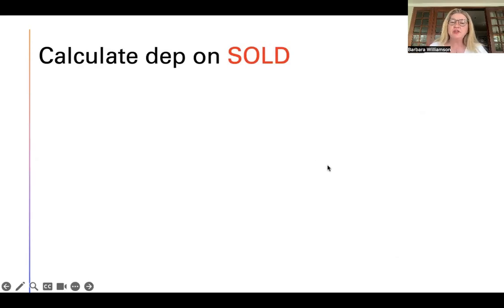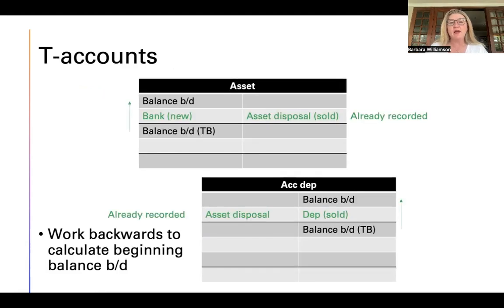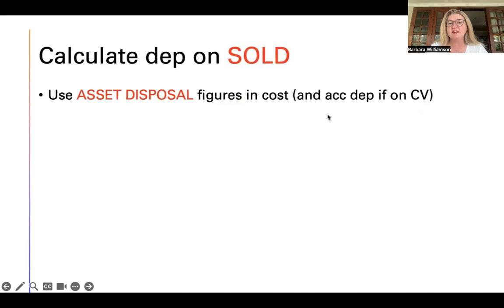To calculate the depreciation on the sold item in the middle of the year, use your asset disposal figures. Remember, I showed you your cost, and if you're using carrying value, then the accumulated depreciation. So if we go back and have a look over here, you can see there's an asset disposal figure in my asset account. There's an asset disposal figure in my ACDEP account. Both of those would need to be taken into account if it's on carrying value. Obviously, for cost, you'll only use the cost.